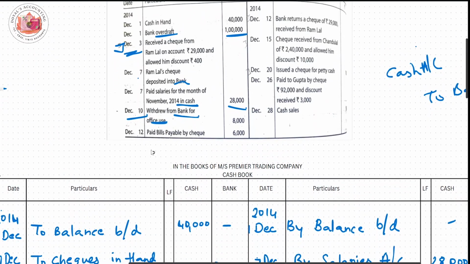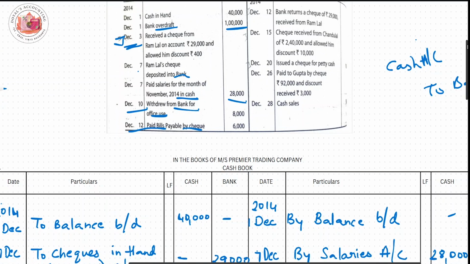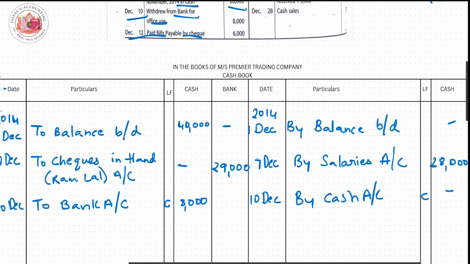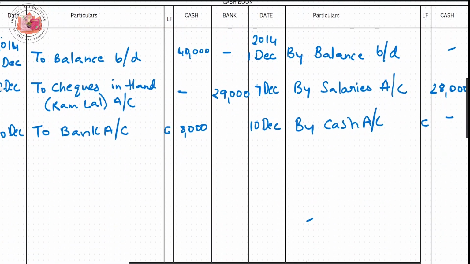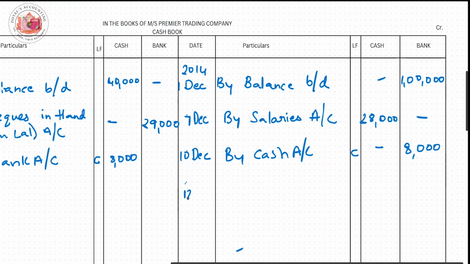Okay, next transaction is you have paid bills by check. So that means this is a banking transaction. We will write 6,000 in the bank column on the credit side. What is the date? 12th December. 12th December, by bills payable, 6,000 in my bank column.